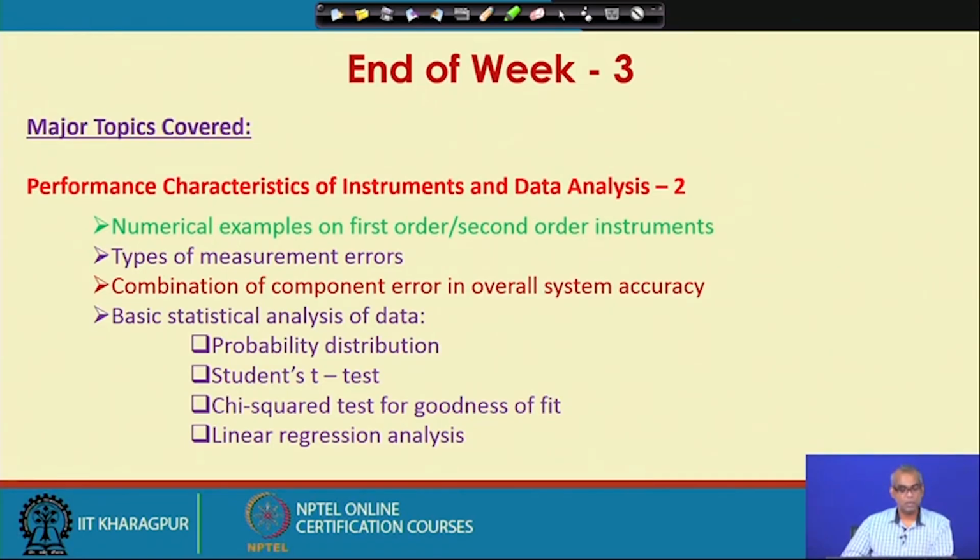Then we have discussed some basic statistical analysis of data. In particular, we have talked about probability distribution functions, we have talked about student's t-test, we have talked about chi-square test for goodness of fit, and we have briefly touched upon linear regression analysis. So, this closes the lectures of week 3, and you will be given assignments for these topics that we have covered over this week.